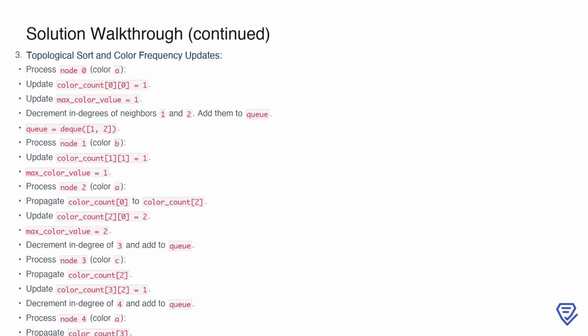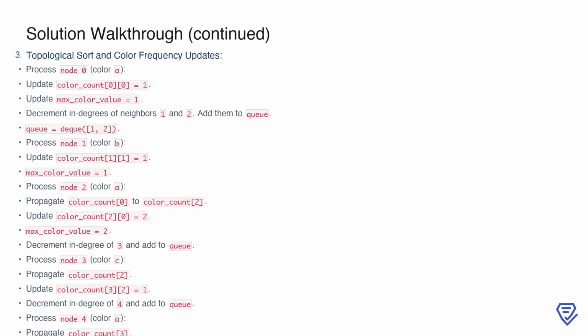Now, we begin processing the graph in topological order, updating color frequencies as we go. Starting with node 0, which is color A, we increment the frequency for A at node 0, setting it to 1, and update the maximum color value to 1. Then, we decrement the indegrees of its neighbors, nodes 1 and 2, and add them to the queue as their indegrees become 0. Next, we process node 1, which has color B.